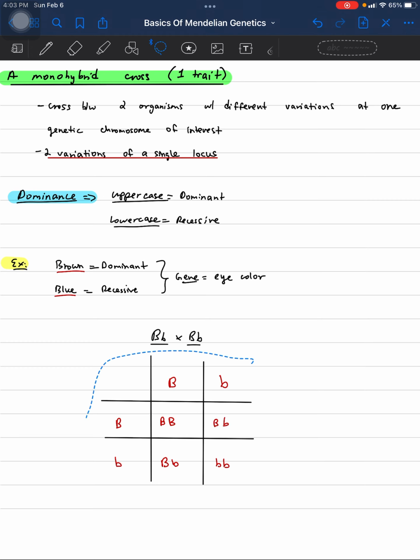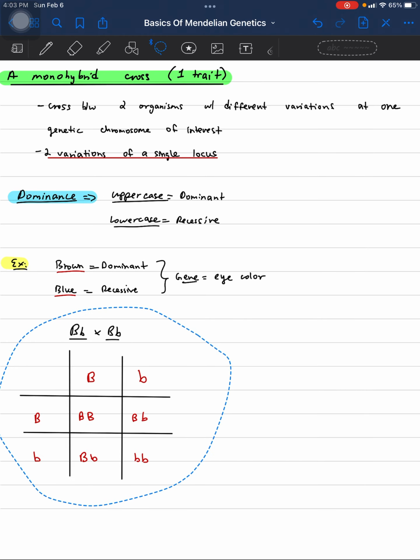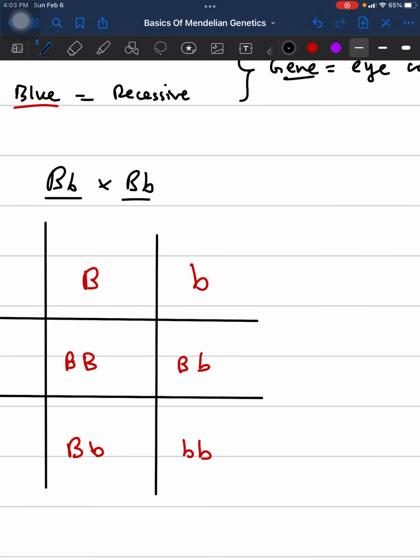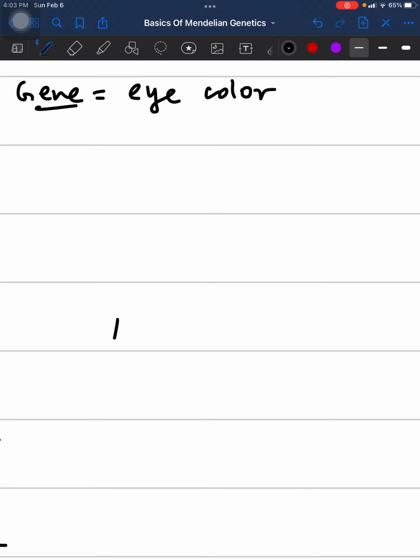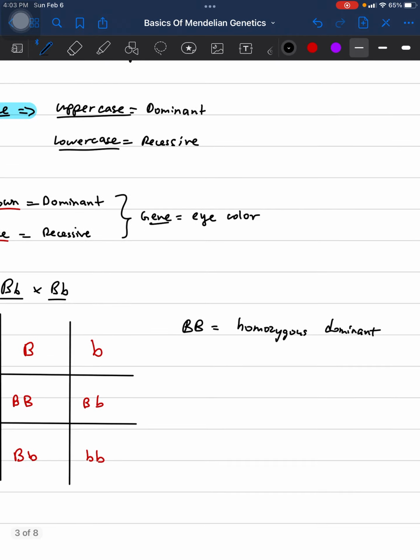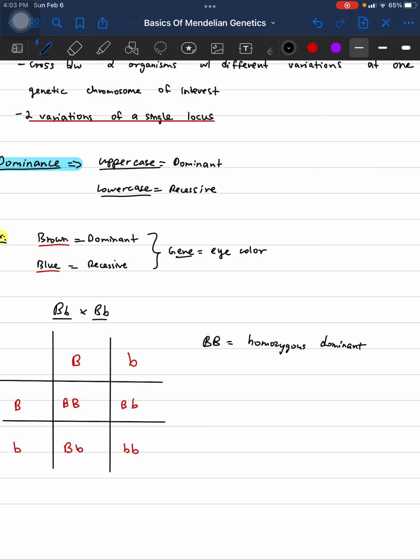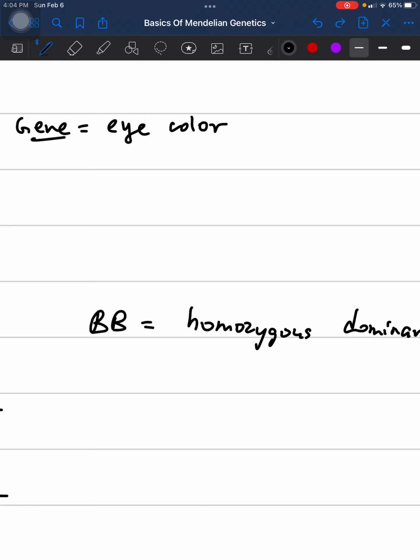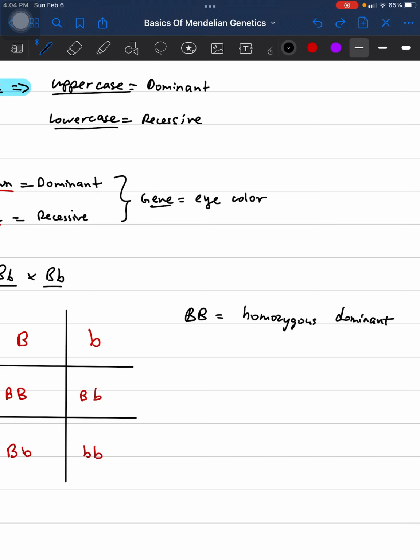So when we're trying to name these alleles, these offspring, there are certain terms you have to use. For this double uppercase offspring, we usually call this, so BB is a homozygous dominant offspring. Homozygous meaning the same allele, and dominant meaning it involves the dominant allele. Uppercase usually means dominant, and we have two of the same, which corresponds with homozygous. So uppercase BB is a homozygous dominant offspring.